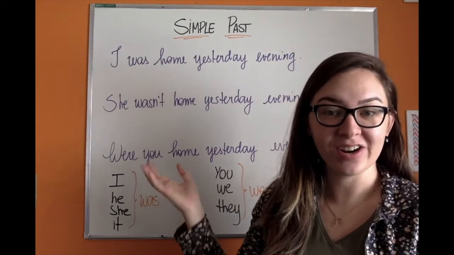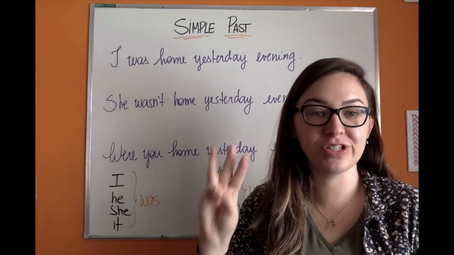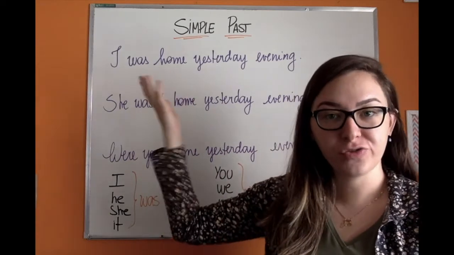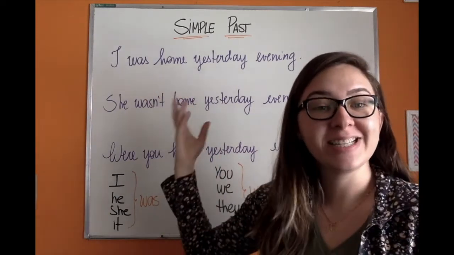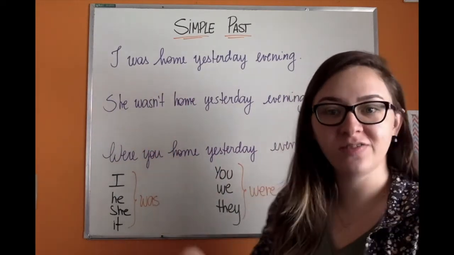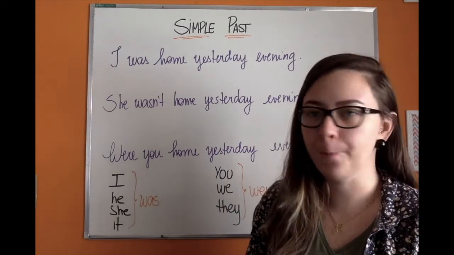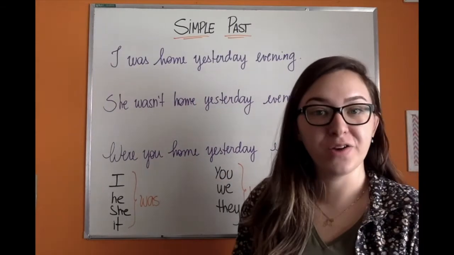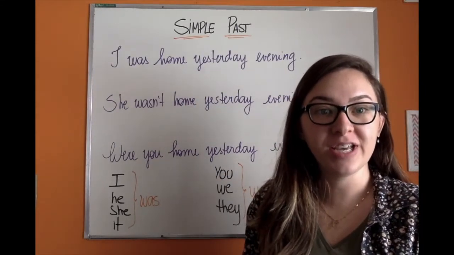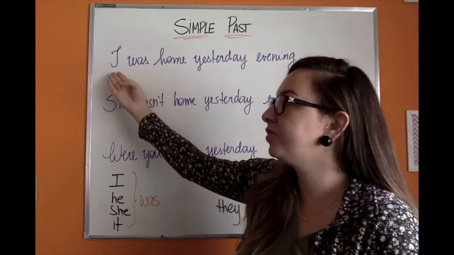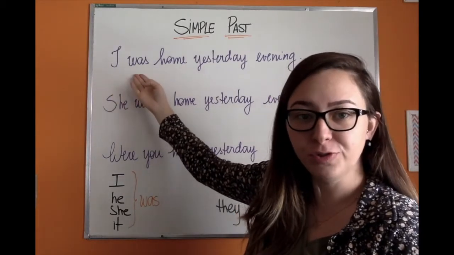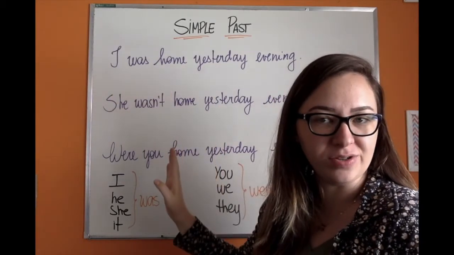So here they are, our three examples using the verb to be. The first one is affirmative, the second one is negative, and the third one is interrogative. So, I was home yesterday evening. We have the subject, verb to be, and the rest of the sentence.